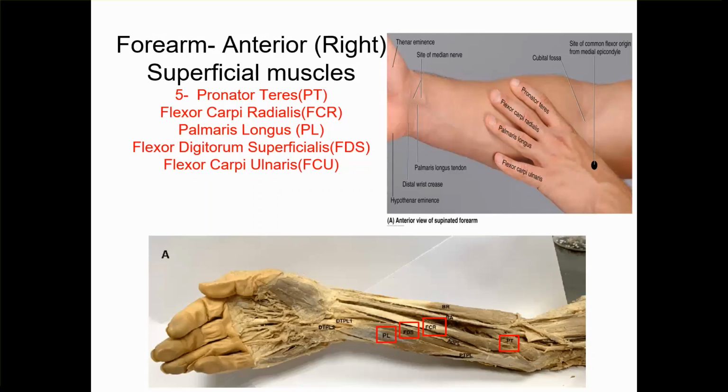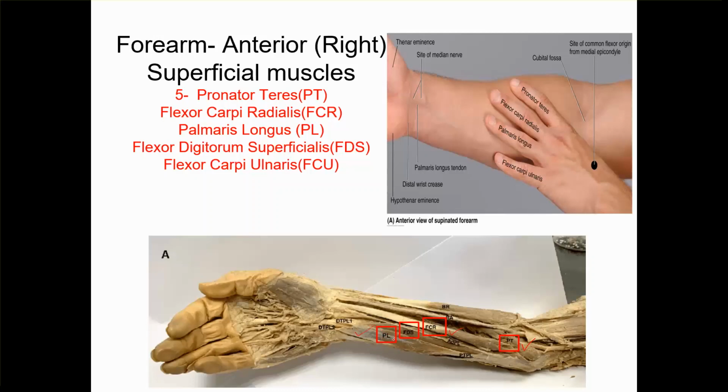Let's see it in this specimen. The first muscle, pronator teres, is a short muscle. It's also a right forearm. The next muscle is flexor carpi radialis, going towards the radial bone. Then you have palmaris longus. Palmaris longus has a long tendon.